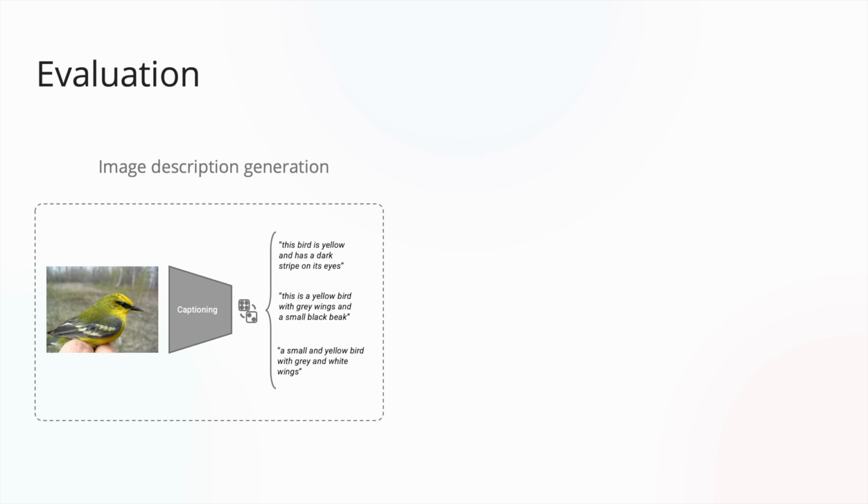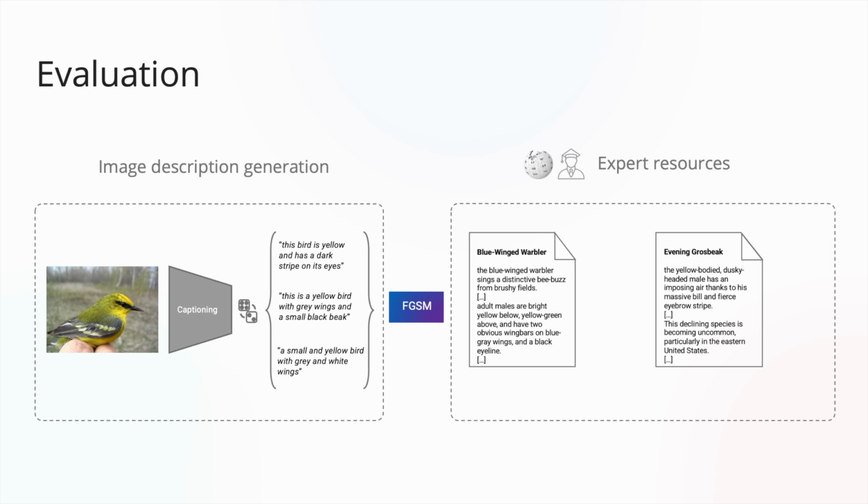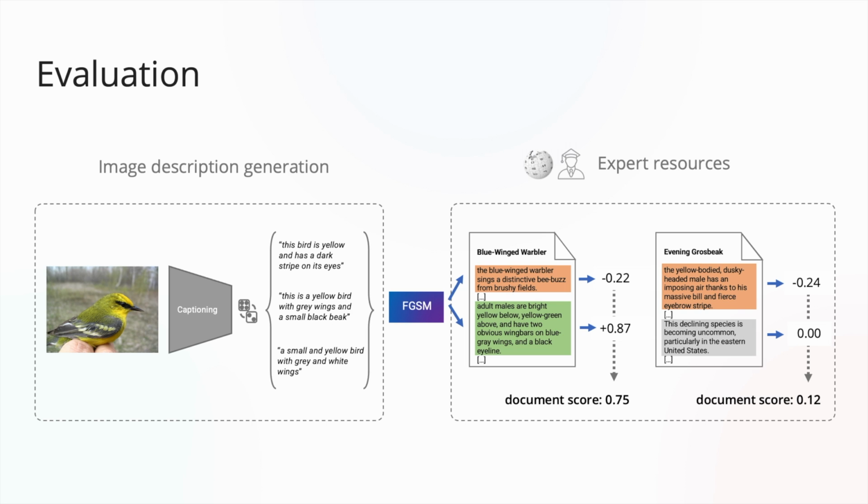We then turn to online expert resources to obtain one document for every class in the CUB dataset, and the goal is to retrieve the most relevant document. Using our learned FGSM, we score each sentence in each document against all image descriptions and average all scores to compute an overall score for each document. The top ranked document assigns its class label to the image.